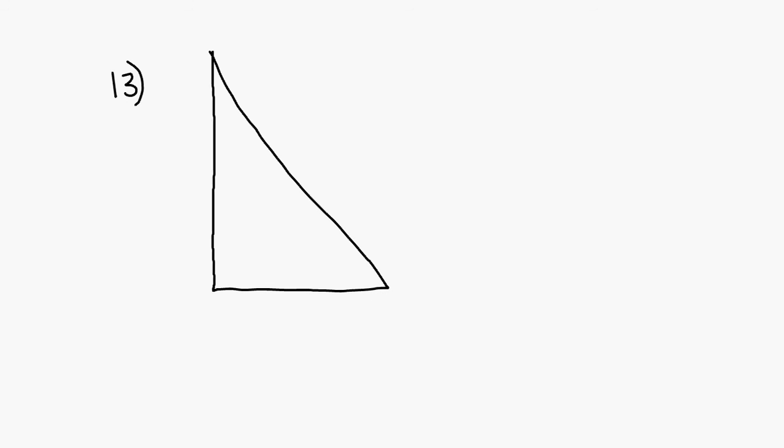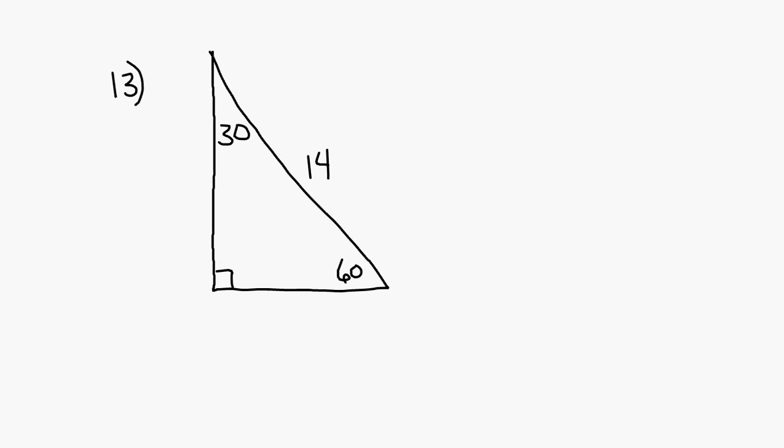Number 13. The length of the hypotenuse of a 30, 60, 90 is 14. So here's your 30-degree angle. Hypotenuse is 14. Find the perimeter. Okay, you've got to find the perimeter of this triangle. It's a 30, 60, 90.